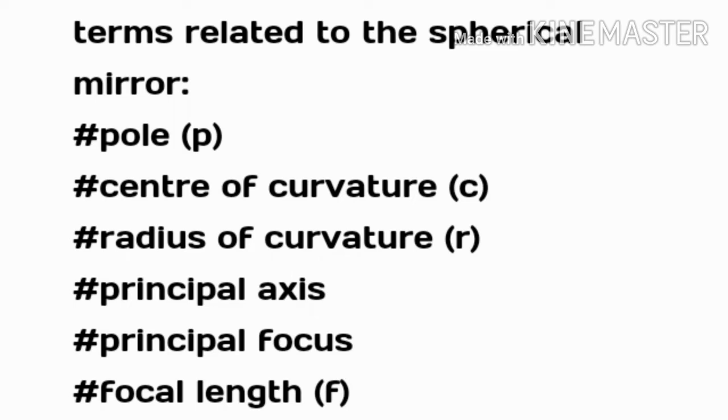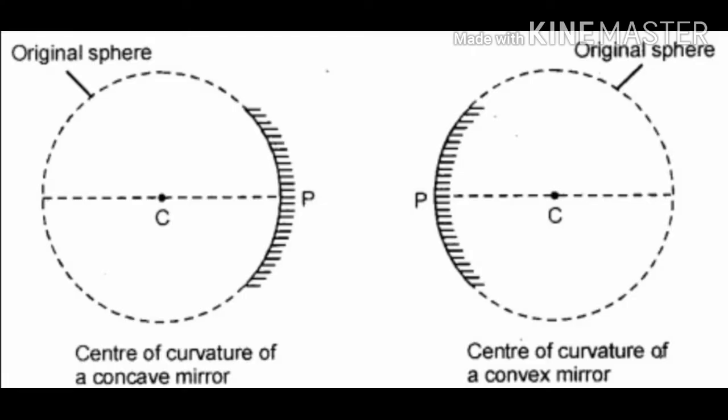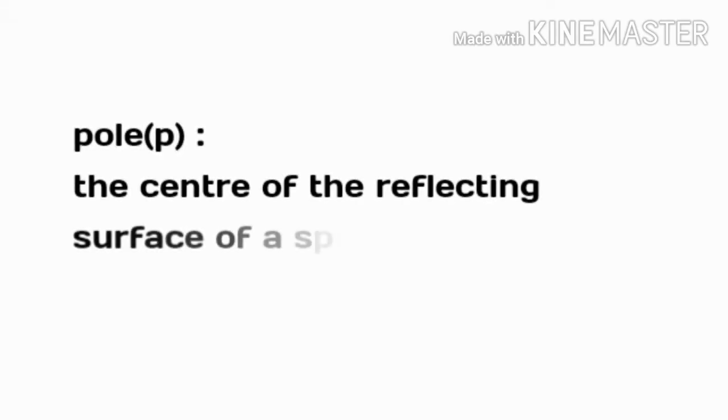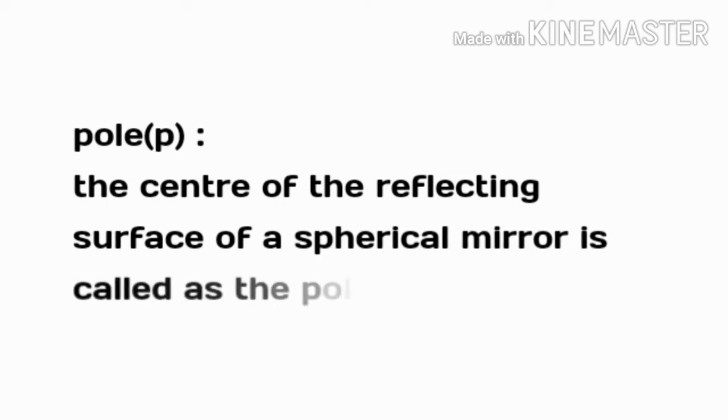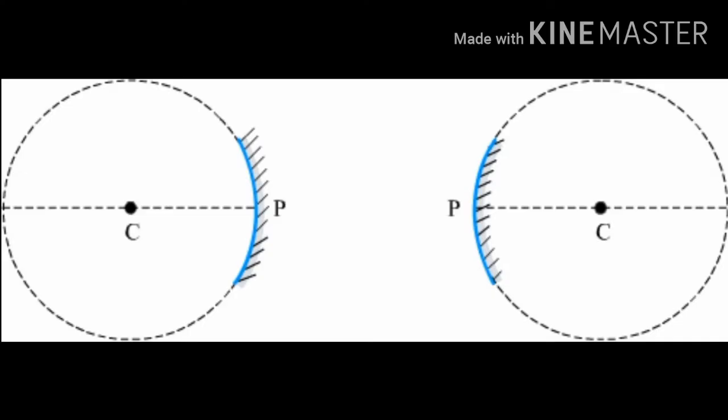The first one is pole. The pole of a spherical mirror is usually represented with the capital letter P. What is meant by the pole of a spherical mirror? The pole is the midpoint or the center point of the reflecting surface. Whether it is a concave mirror or a convex mirror, the midpoint or center point of that reflecting surface is known as its pole.